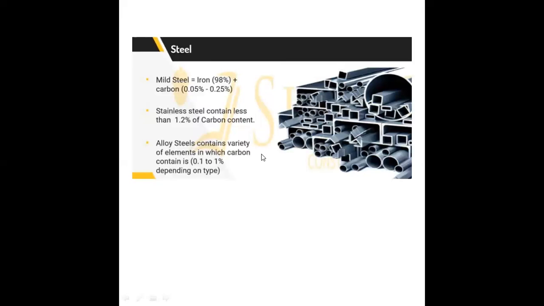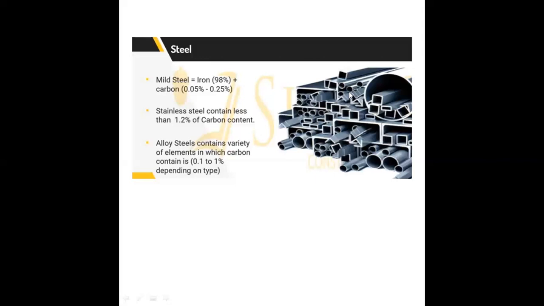First of all, we discuss mild steel. Mild steel is the combination of iron and carbon. Iron is present at 98% and carbon presence in mild steel is 0.05 to 0.25%. Stainless steel contains less than 1.2% carbon content. Alloy steels contain a variety of elements, in which carbon content is 0.1 to 1% depending on the type.